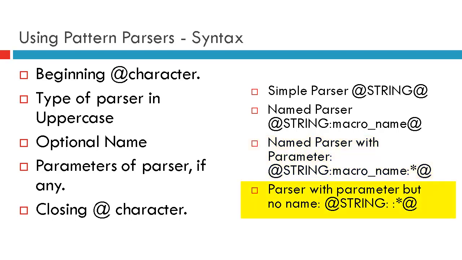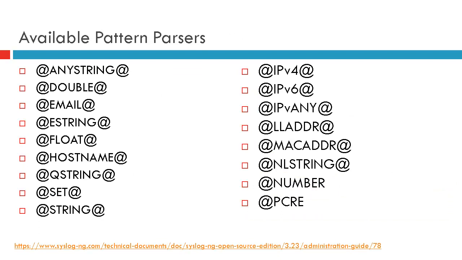The final example we have here is a parser with the parameter but no name. In this case, the parser will be used to match the message but is not extracted into a macro. The macro field, as we can see, is left empty. Now that we understand the syntax of the pattern parsers, let's talk briefly about all the available pattern parsers. You can always reference the Syslog-ng documentation for additional explanation and examples.